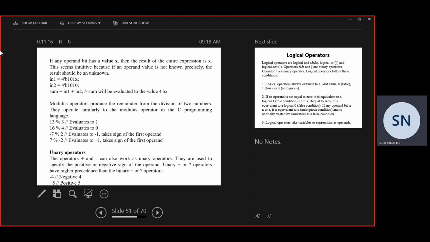So unary operators. We have seen the reduction operator is nothing but a unary operator.